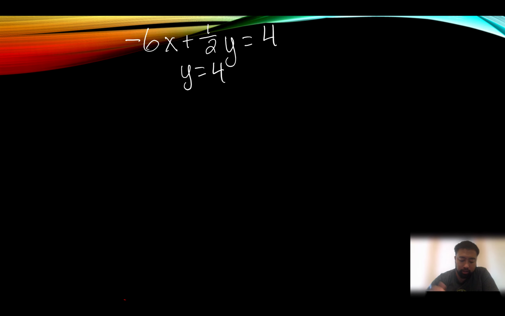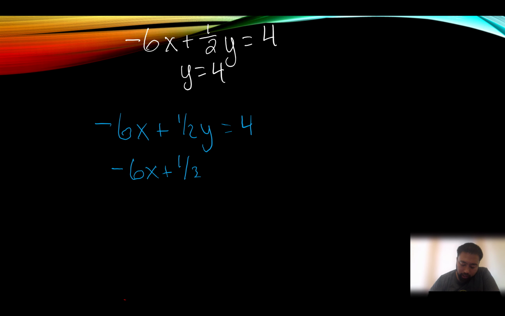Alright, we're going to do the same with this one. Rewrite the equation. Negative 6x plus 1/2 y equals 4. And where we see y, we're going to substitute in 4. Negative 6x plus 1/2 times 4 equals 4. And we're going to distribute this. What's half of 4? That's 2. Negative 6x plus 2 equals 4.